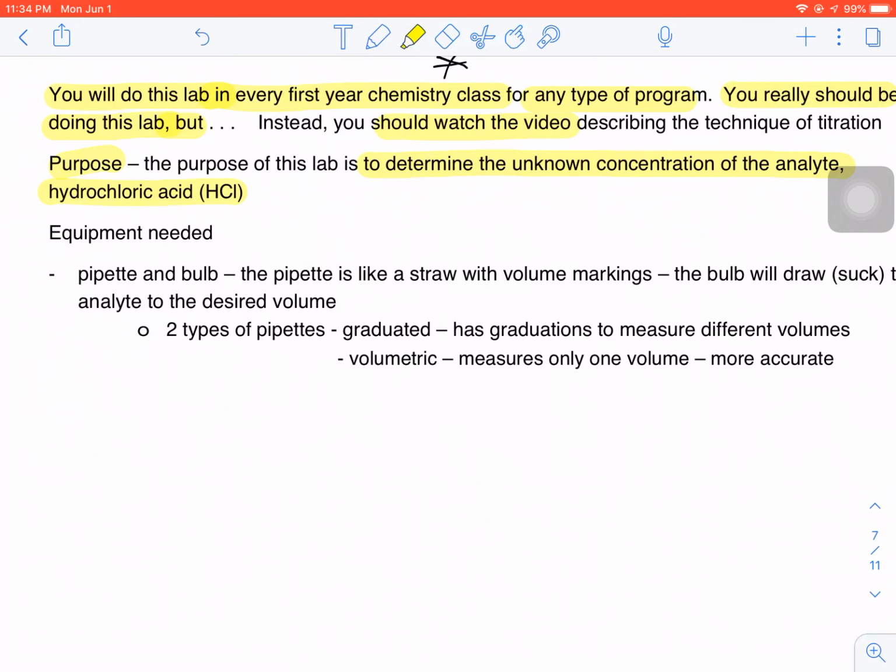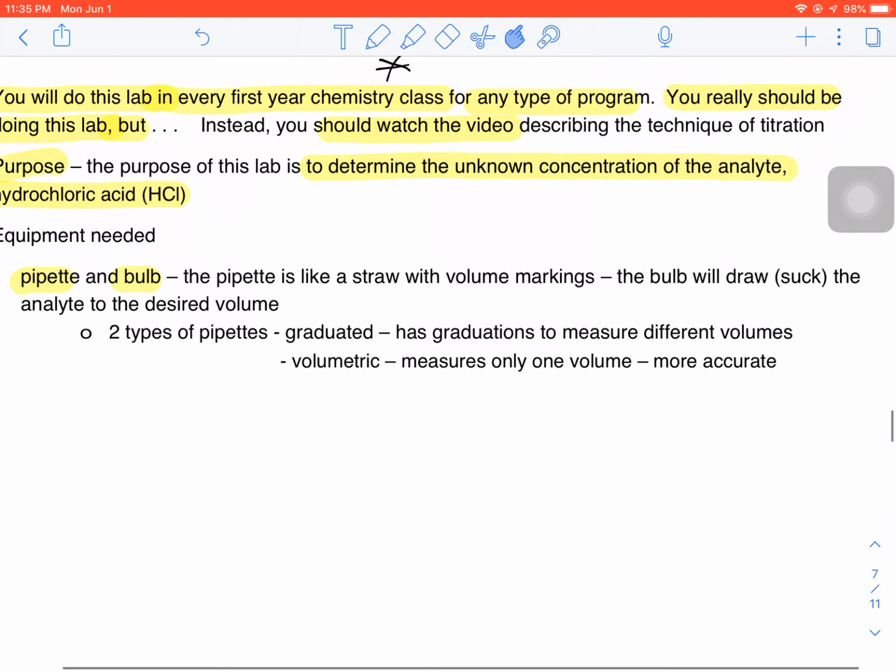Pipettes are kind of like a straw. When you suck on the straw, it pulls the liquid up the straw. Except we're using nasty chemicals, so I don't want to be putting my lips on the pipette. So I'm going to use a bulb. I'm going to squeeze the bulb and then stick it on the end of the pipette and then let go. And as the bulb opens back up into its regular bulbous shape, because it's rubber, it creates a vacuum that pulls the liquid up the pipette.